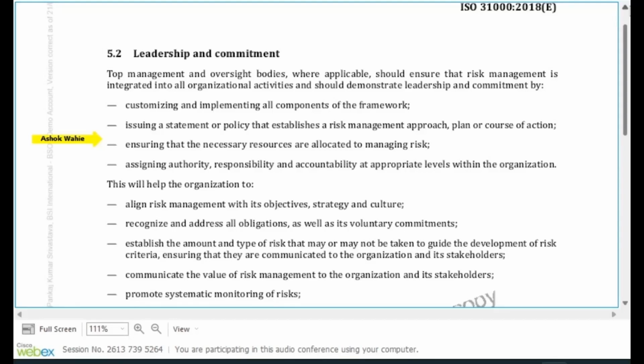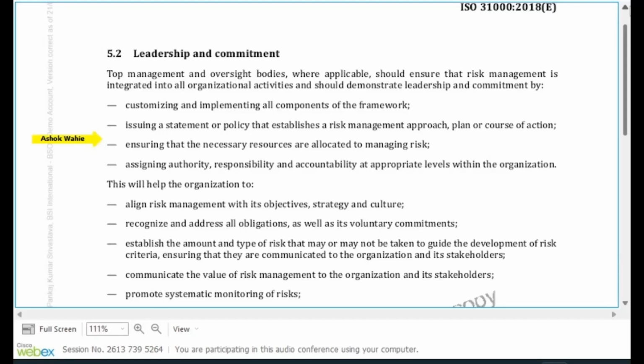Third, they will also demonstrate the commitment by determining and ensuring that the necessary resources are allocated for managing risk. Now, this project will not happen on its own. So, what are the resources in terms of people, their skill sets, their competency, their availability, some processes which are required, some policies which are required, maybe some tools, maybe some budget, maybe some time that is required.